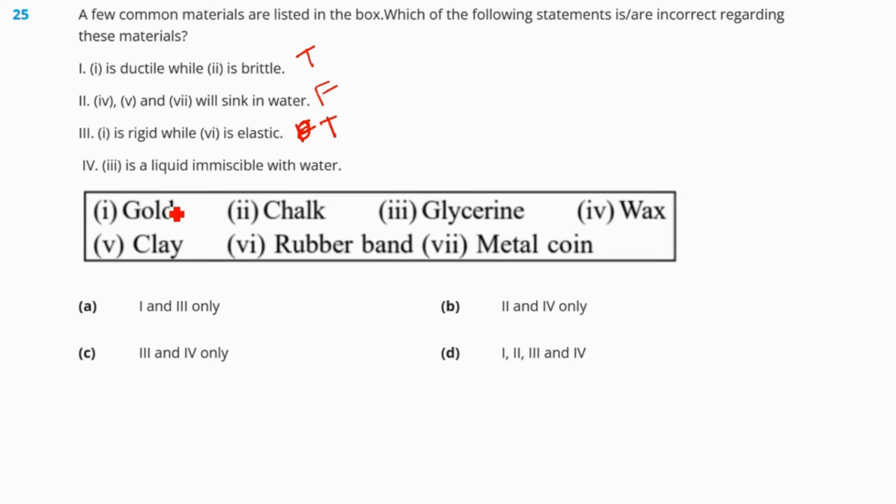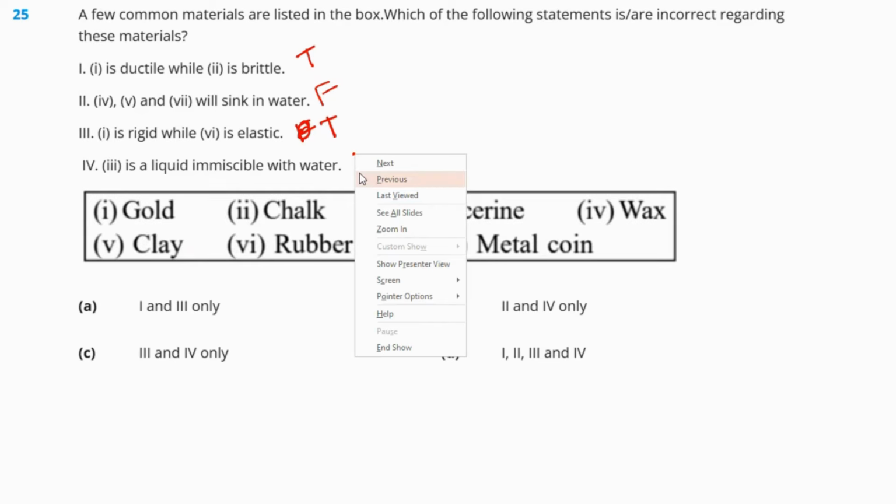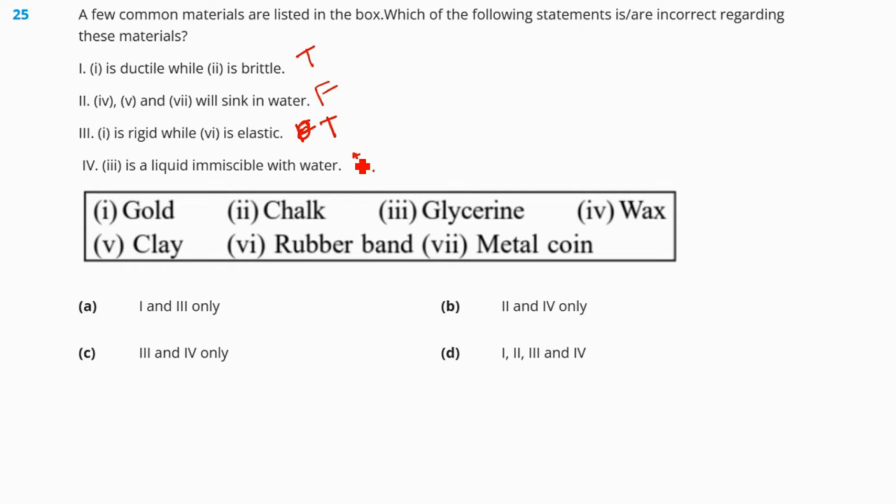Sorry, this is true. 3 is a liquid immiscible with water. Glycerin. Yes, this is immiscible in water. So this is, no, glycerin is miscible, not immiscible. So this is false. So our correct answer is option number B.